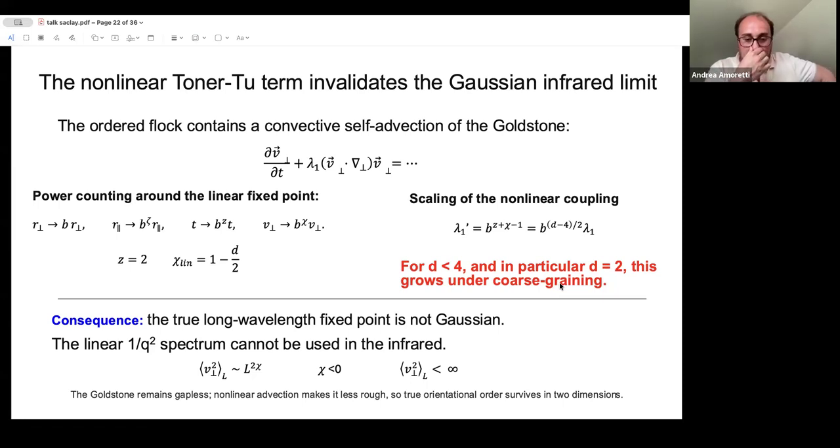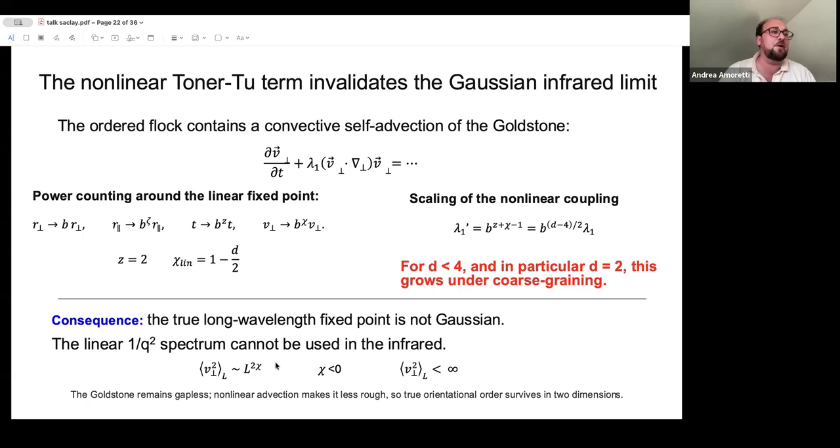So what they did was to do the renormalization group analysis again using this fact, including this relevant term in their analysis. And what they proved is that the velocity fluctuation goes like L to the 2 chi. Chi is one of the critical exponents of the Toner-Tu equation, and typically this chi is a negative number. So basically, the nonlinearities in the advective terms are driving the system away from the standard Gaussian fixed point, and what you find is that in this case the order is preserved.